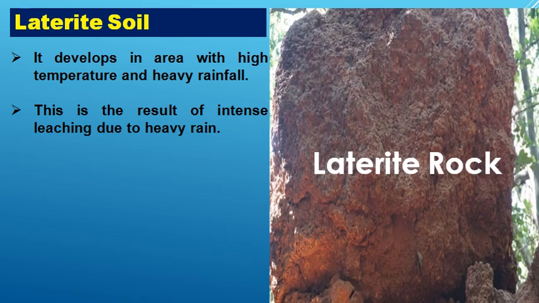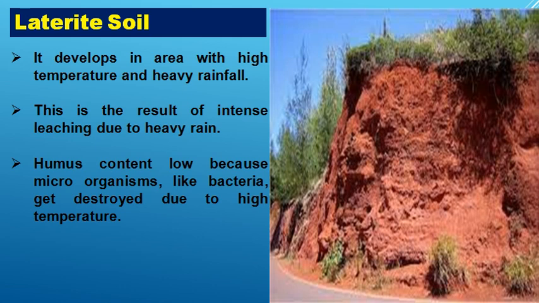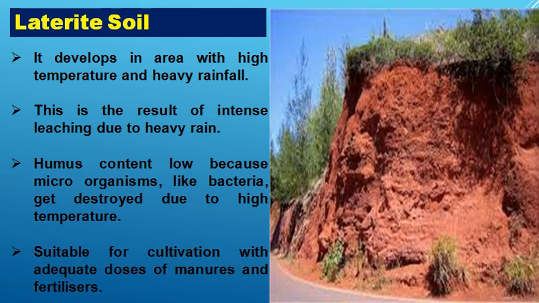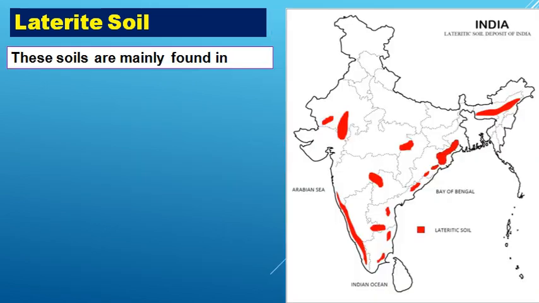The rocks become weak and finally break down and form this soil, that is laterite soil. Now in this soil the humus content is low. The reason is again that the microorganisms, bacteria, all get destroyed due to high temperature, and even the fertility of this soil is low. Red soil as well as laterite soil, the fertility of the soil is low, and if we add fertilizers we can utilize it for cultivation of crops. So it is suitable for cultivation with adequate doses of manures and even fertilizers.